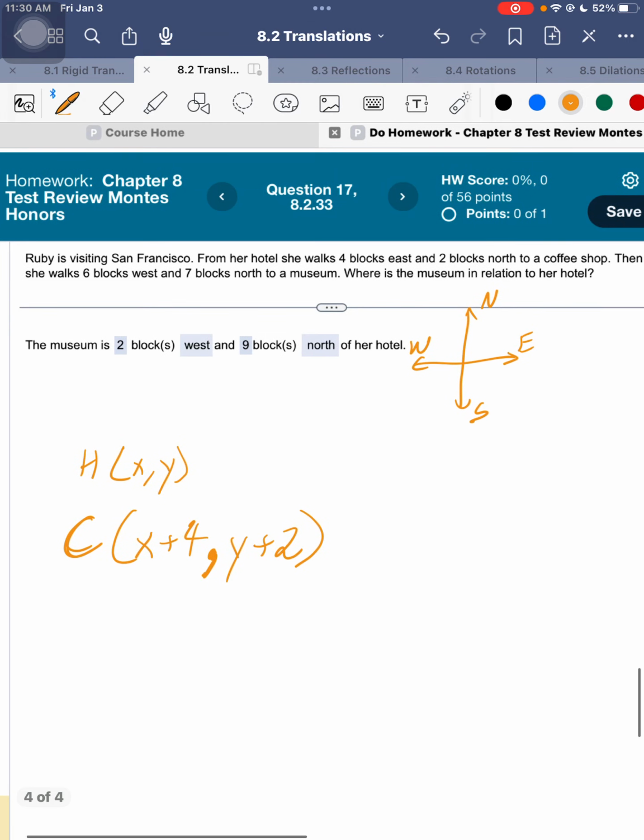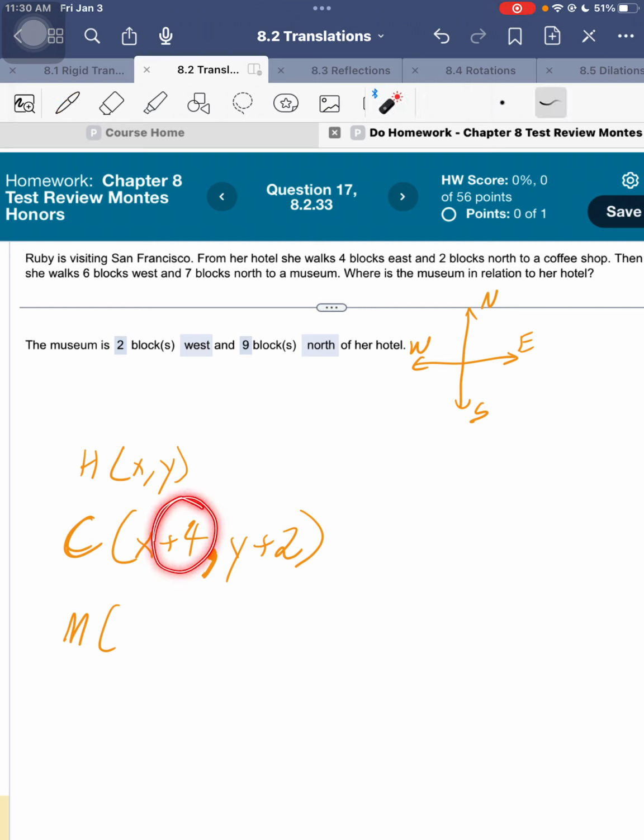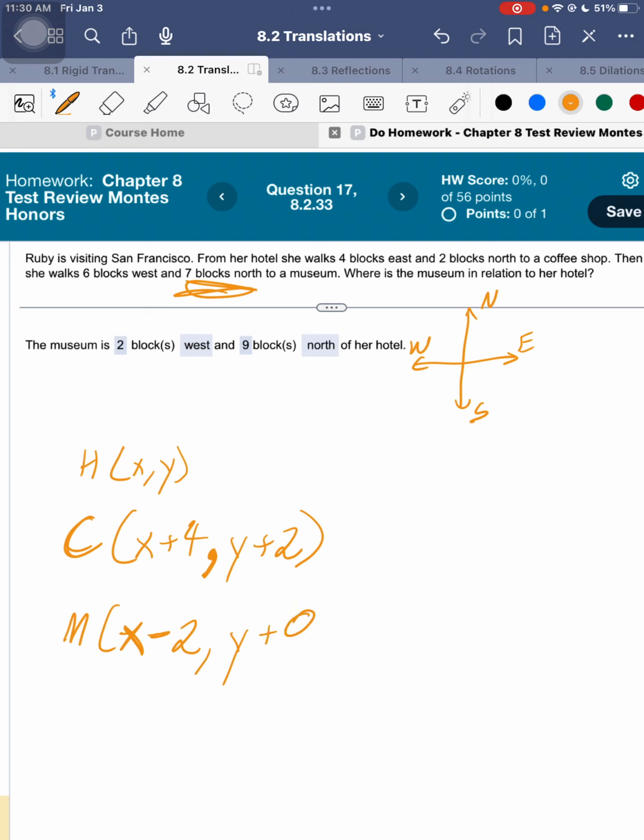Then she walks 6 blocks west and 7 blocks north to a museum. So where's the museum now? It's 6 blocks west. And remember, when we go west, we subtract. So what is 4 minus 6? Well, that is x minus 2. And now y, what is 7 blocks north? We're adding. So that's y plus, what's 7 plus 2? 9. Where is the museum in relation to the hotel?